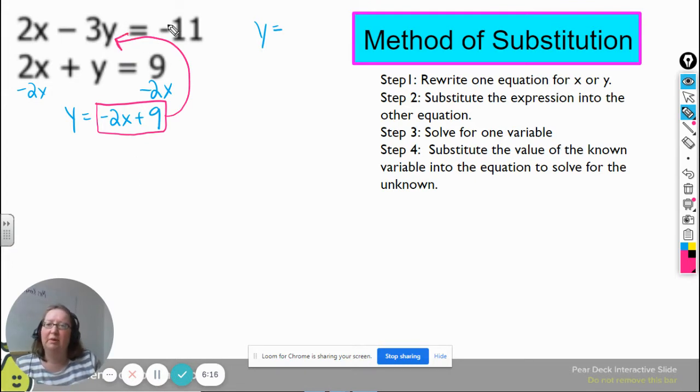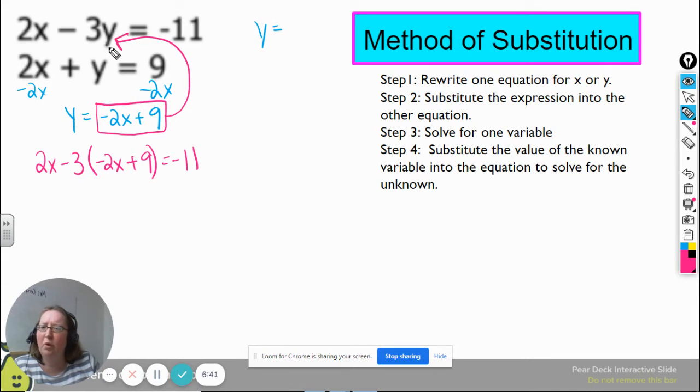So I'm just going to rewrite this. 2x minus 3, but instead of writing y, I'm going to write this whole thing. And I always use parentheses, which mean to multiply. So everything here is the same as everything here. Only thing different is instead of writing y, I wrote this whole thing. Okay.